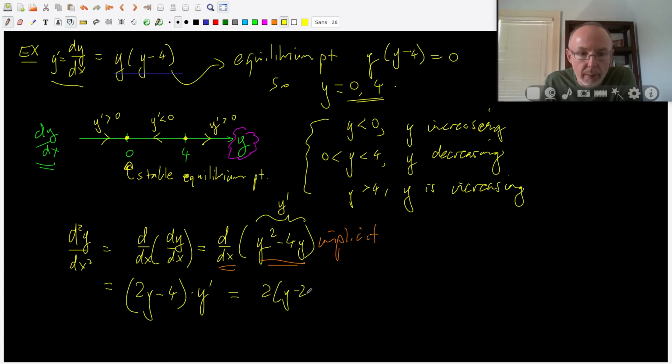I know what y prime is. I'm going to factor a 2 out of that just for fun. I know what y prime is, there it is up there. It's y minus 4, right? I'm just plugging in for y prime.